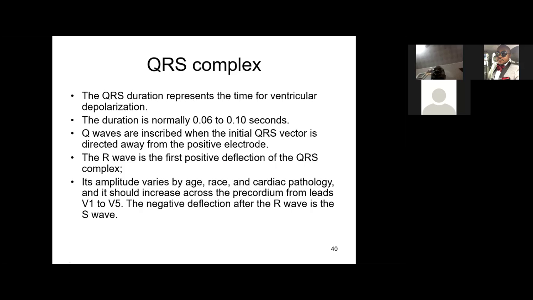The QRS duration represents the time for ventricular depolarization. Duration is normally between 0.06 to 0.1 second. Q waves are inscribed when the initial QRS vector is directed away from the positive electrode, and the R wave is the first positive deflection of the QRS complex, and its amplitude varies by age, race, and cardiac pathology, and usually increases from V1 to V5. The negative deflection after the R wave is the S wave.